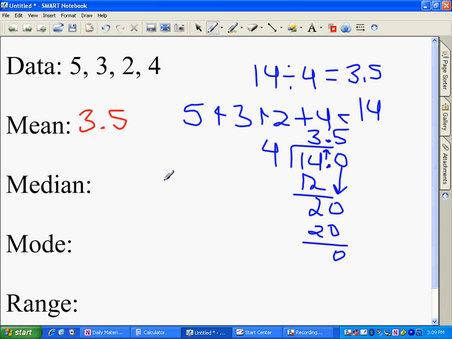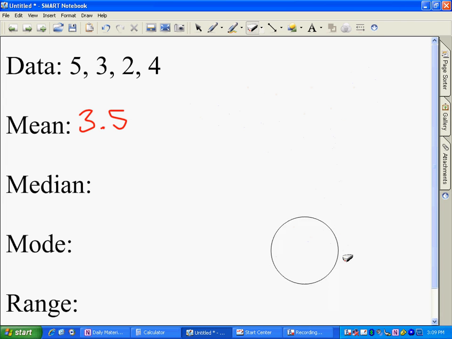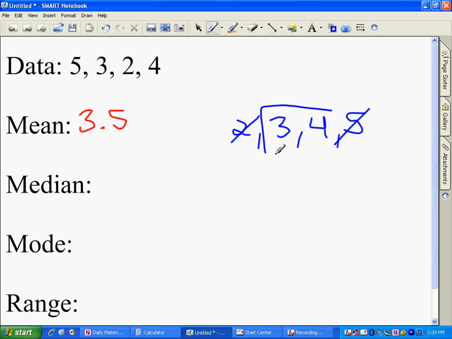Median is the middle number, so again, I have to put them in order from least to greatest. And I'm actually going to erase this because I'm going to run out of room here. So when I put these numbers in order from least to greatest, that's 2, 3, 4, and 5. Well, when I cancel them out, I have 2 numbers in the middle. So I want to find out what the middle is of those 2 numbers. And so to do that, I find the mean. 3 plus 4 is 7. 7 divided by 2 is 3.5. So that means that the median is 3.5.